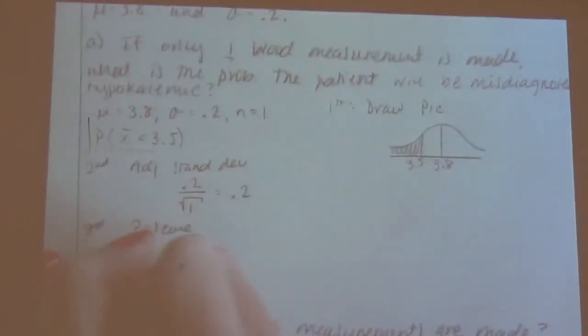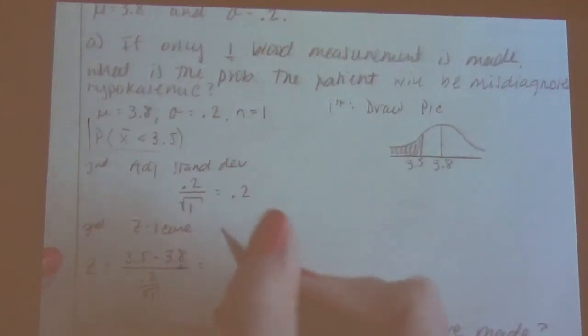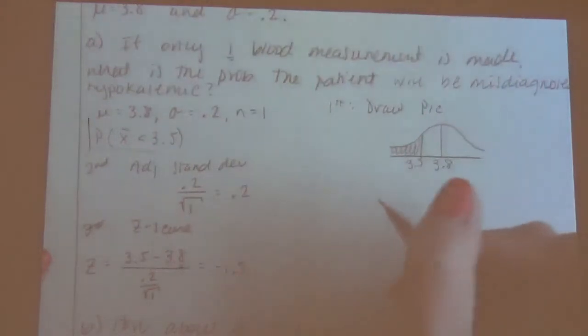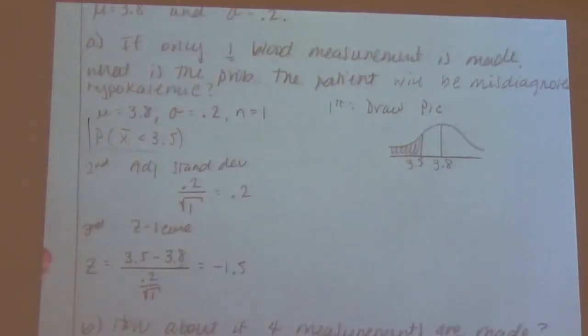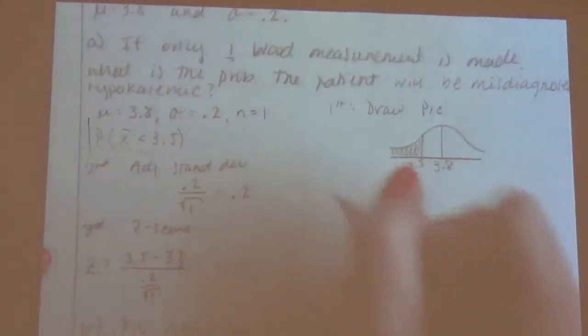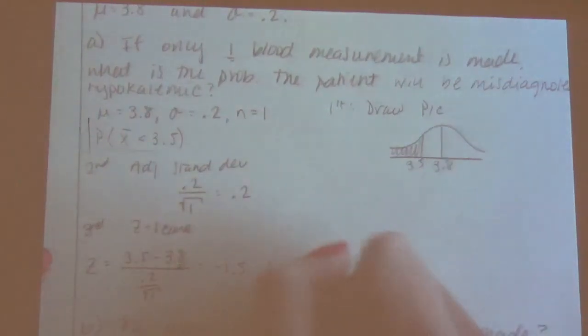So we would have z equals 3.5 minus 3.8 divided by 0.2 over root 1, or you could just write 0.2 if you wish. If you do the calculator work there, you should get negative 1.5. This is really similar to the first example. Part B will be slightly different. But anyway, calculating that probability, we need to look this up. Using the same process, we get 0.4332.